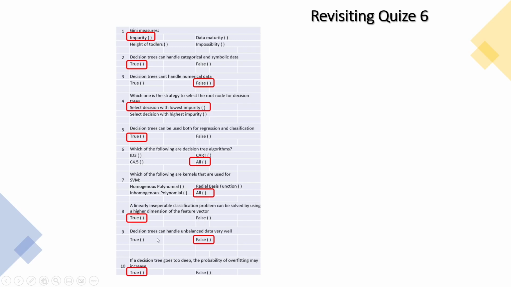Decision trees can handle unbalanced data very well. That's false. You need to have balanced data for your tree, otherwise it has the tendency to overfit. If a decision tree goes too deep, the probability of overfitting may increase. That's true.